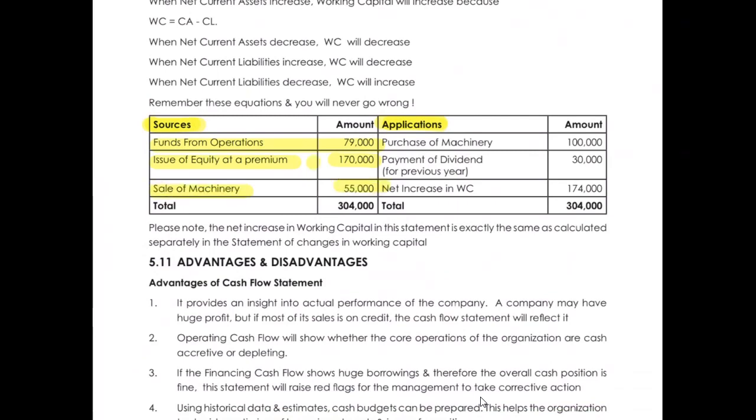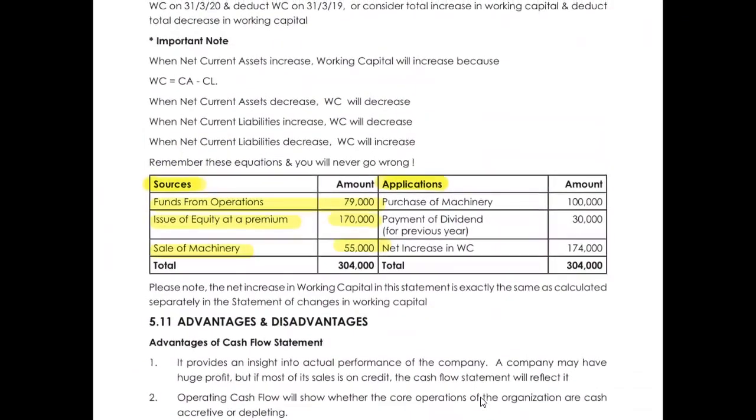Sir, 55,000 you have written, that includes the profit. Yes, my dear, that is why I have subtracted the profit from here and included it over here for a better presentation. Okay. Then we also purchased one machinery that is of 1 lakh, that is also mentioned over here. Last year's dividend would be paid in the current year, that is 30,000, and the balancing figure which you have got, my dear, is the net increase in the working capital of 1 lakh 74,000.